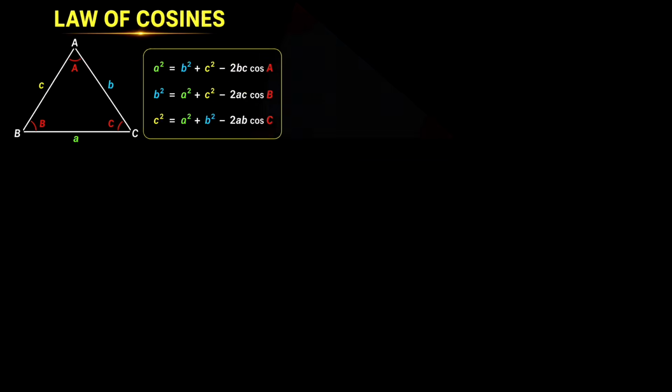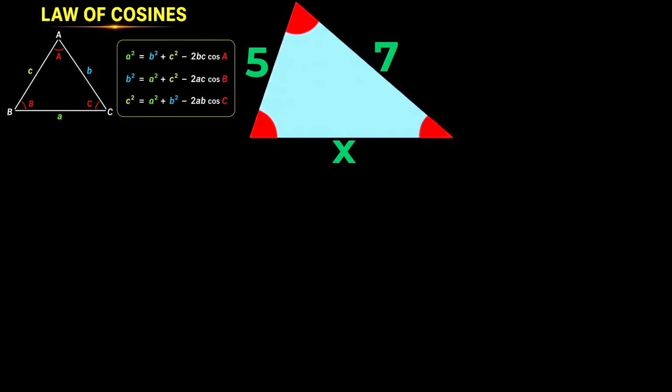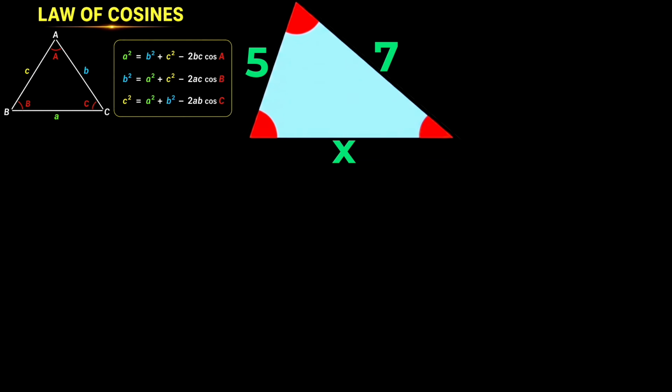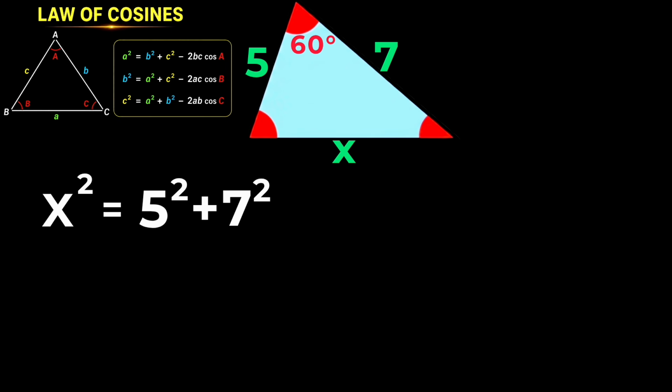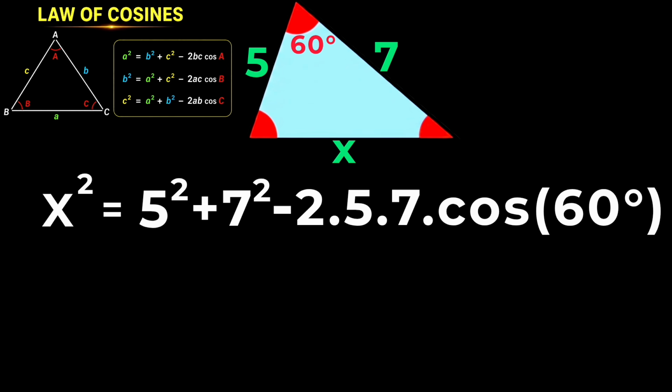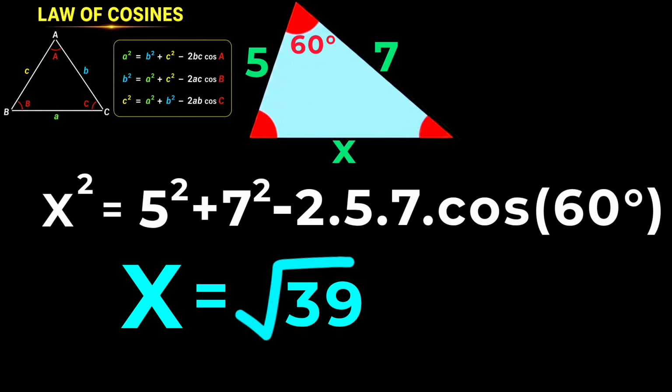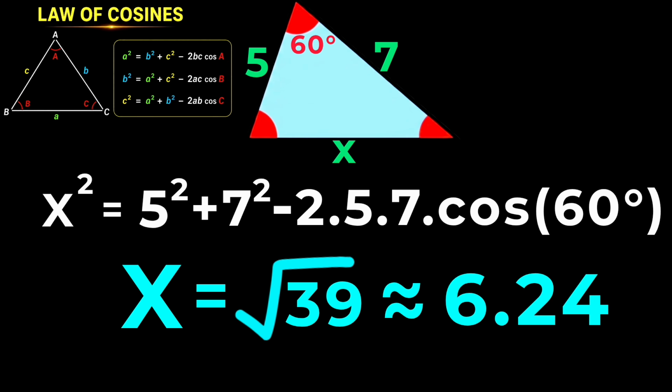Now the second rule, the law of cosines. Suppose two sides measure 5 and 7, and the angle between them equals 60 degrees. The third side squared equals 5 squared plus 7 squared minus 2 times 5 times 7 times cosine 60 degrees. The third side equals the square root of 39, approximately 6.24.